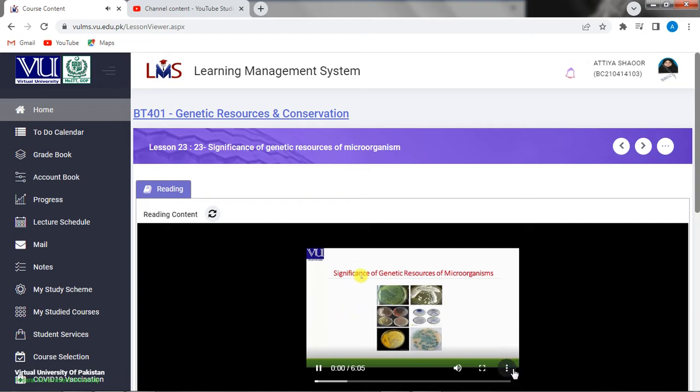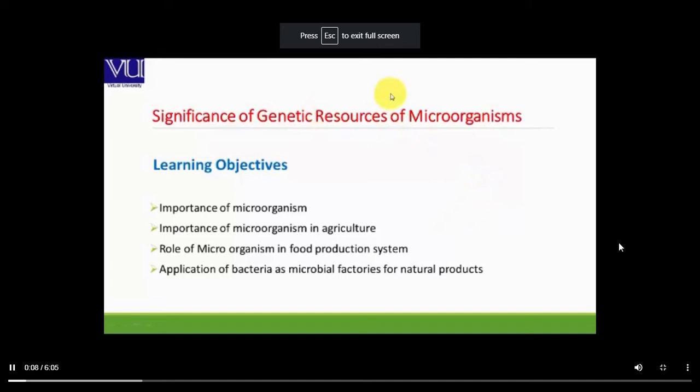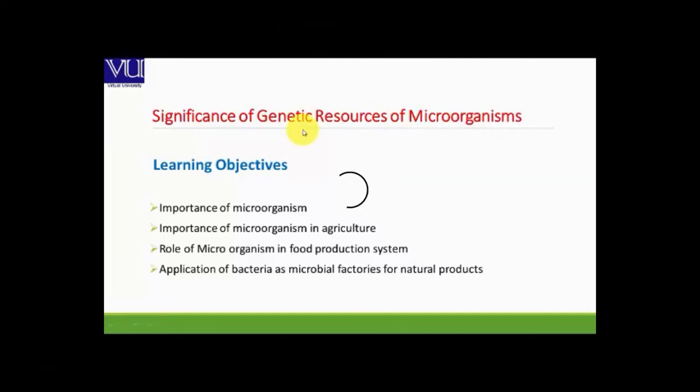Significance of Genetic Resources of Microorganisms. Dear student, in the previous lecture you have learned about genetic resources of microorganisms. In this module you will learn about the importance of microorganisms in agriculture, the role of microorganisms in food production systems, and the application of bacteria as microbial factories for natural products.